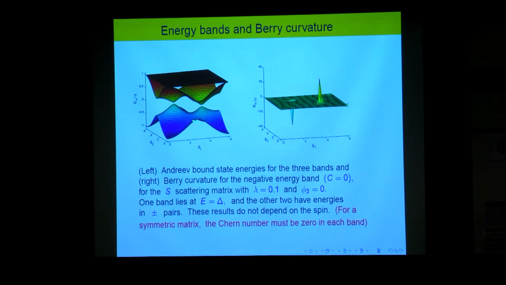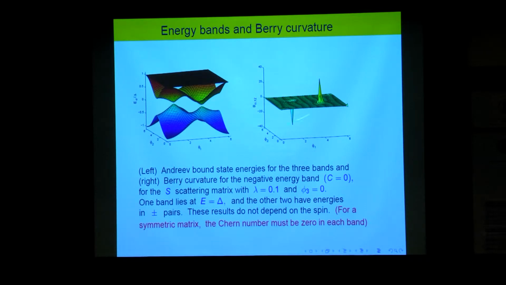As a function of phi 1 and phi 2, you have these 2 bands which have energies plus minus E at every k. The third band happens to lie exactly at plus delta or minus delta, so within this formalism you cannot distinguish between them. It's really at the border with the bulk states, so this band plays no role in the calculations. Essentially, there are only 2 interesting bands.